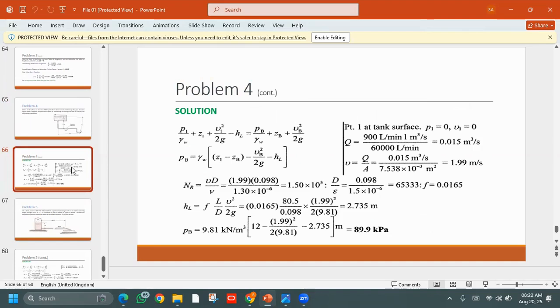We will need to use Bernoulli's equation, which is again the addition of pressure head, elevation head, velocity head, and the head loss, which will be neglected or can be subtracted from this equation. We need to find out the pressure at point B.